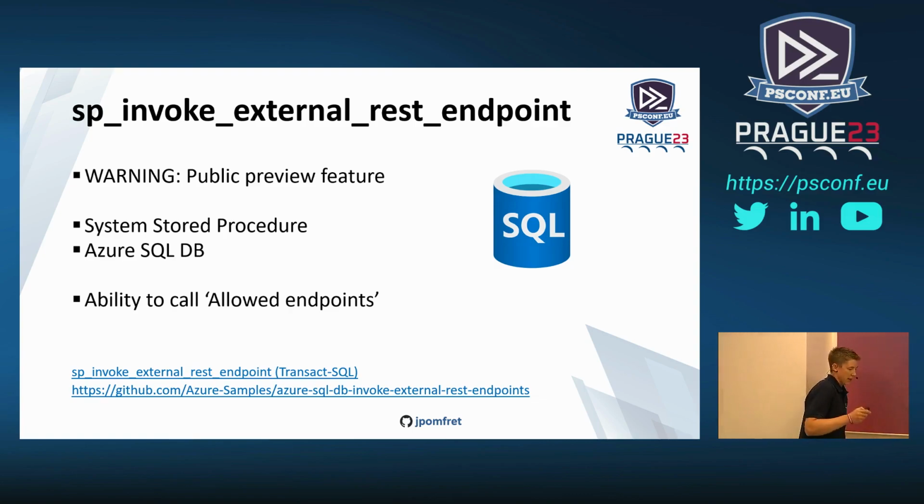So back to the presentation, back to this idea. We've got this sp_invoke_external_rest_endpoint stored procedure. It is a system stored procedure within Azure SQL Database, and it gives us the ability to call allowed endpoints. We'll talk about what an allowed endpoint is in a second. One thing to note, this is a public preview feature. There are no SLAs at the moment, and things probably will change. So these demos today will work today, but maybe tomorrow some things have changed and you'll need to adapt them. But I think it's pretty cool, so we're going to go ahead and take a look at this stuff today.